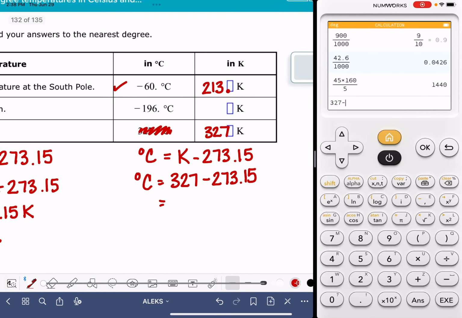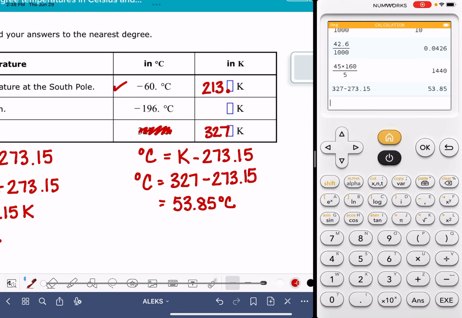327 minus 273.15. That gives me 53.85 in degrees Celsius. And then don't forget, we need to express it to the nearest degree, which means that's going to be 54 because I'm rounding up. And don't forget that weird decimal point at the end, 54 degrees C.